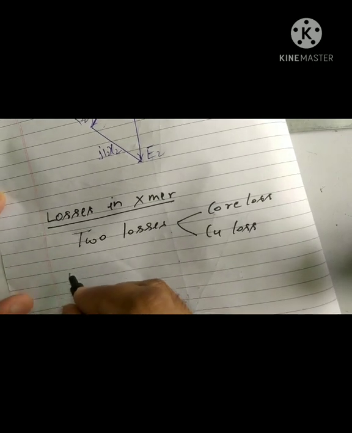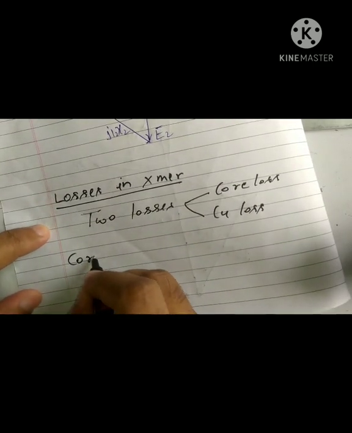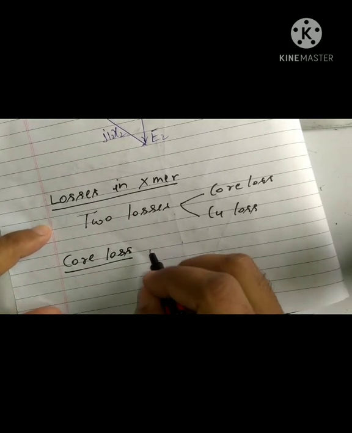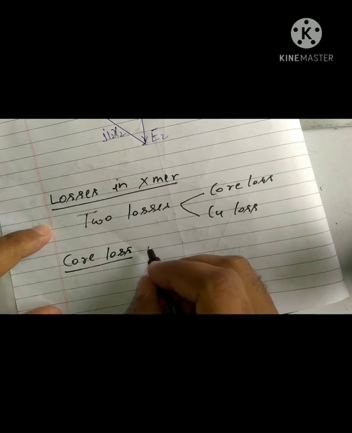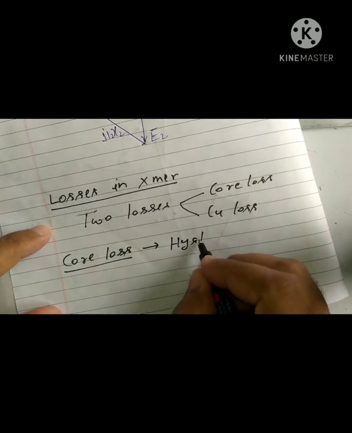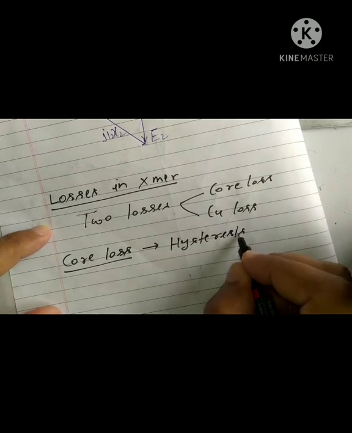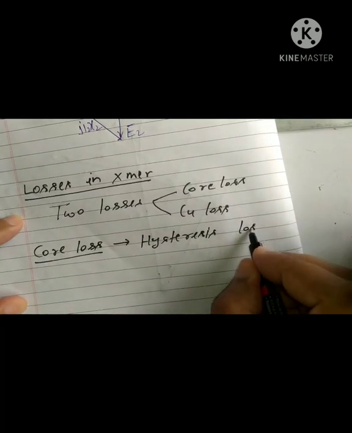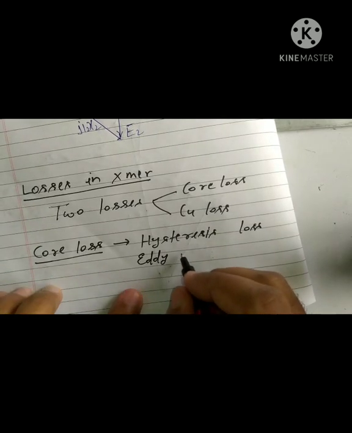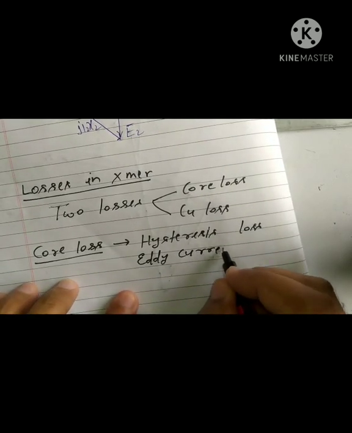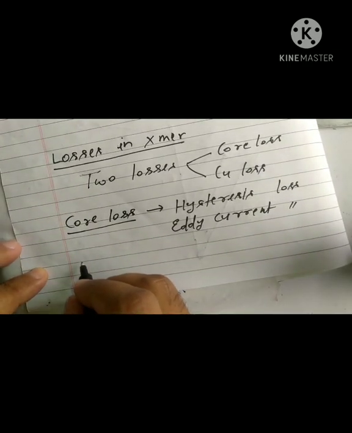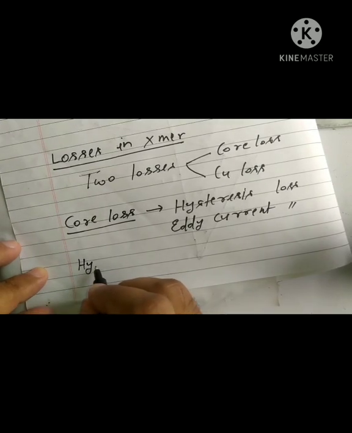So about core loss. Core loss is further subdivided as hysteresis loss and eddy current loss. Right. Let us see hysteresis loss.